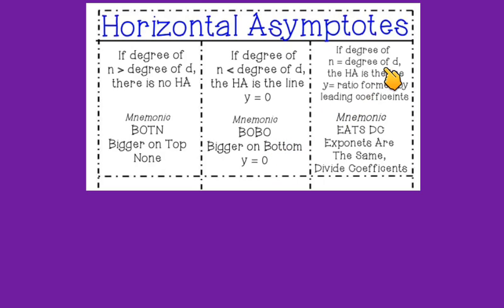And then finally, if there's a tie, if the degree of the numerator and denominator are the same, then the horizontal asymptote is going to be created by the ratio formed by the leading coefficients. This can be a little confusing, so I'm going to show you some examples. But here's the mnemonic device that goes along with it. Exponents are the same, divide the coefficients.